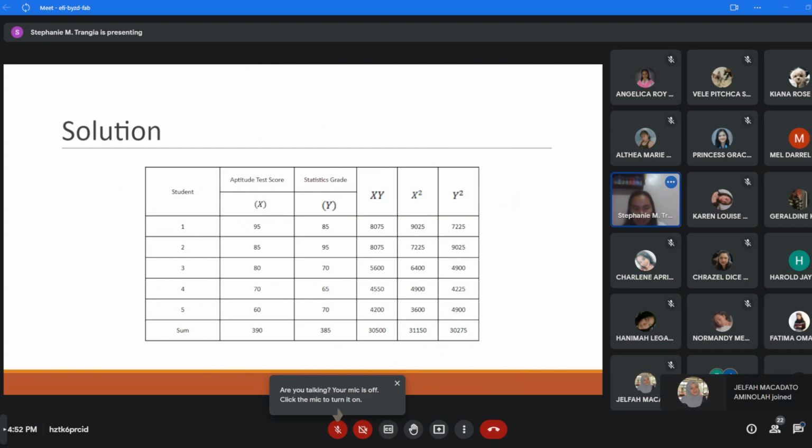So, kanira kung i-given ang X of Y. So, what is the value of X, Y, X squared, and Y squared? Kamo na mag-compute, ana. Okay? Then after computing that, you get the sum of X, sum of Y, sum of XY, sum of X squared, and sum of Y squared. Thus, our sum of X is 390, the sum of Y is 385, the sum of XY is 30,500, the sum of X squared is 31,150, and the sum of Y squared is 30,275.